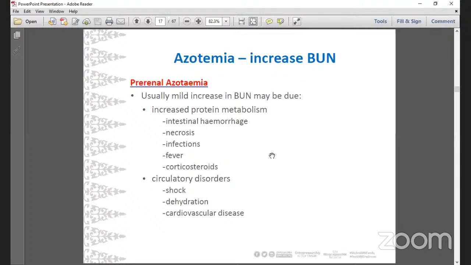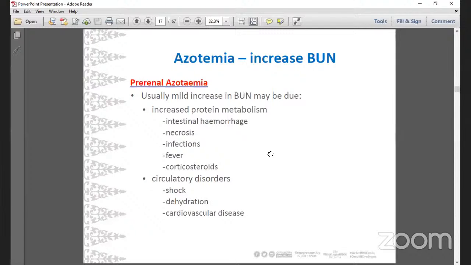There is one term related to the increase of the BUN and also creatinine, which is azotemia. So what is azotemia? Azotemia refers to the accumulation of nitrogenous waste in the blood. What are these nitrogenous wastes? They are blood urea nitrogen and creatinine. For azotemia, there are three types: pre-renal azotemia, renal azotemia, and post-renal azotemia.